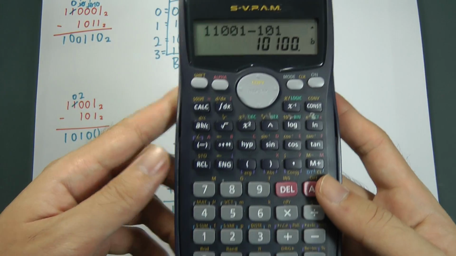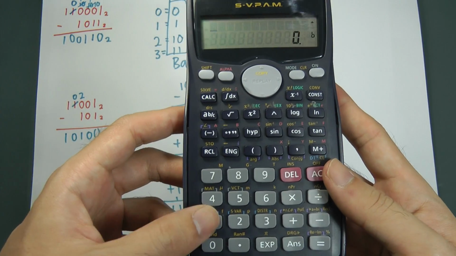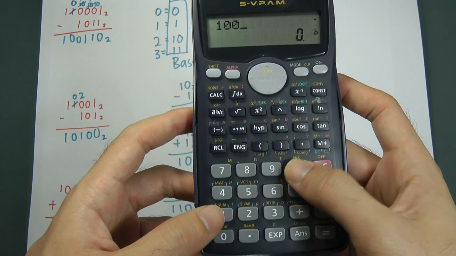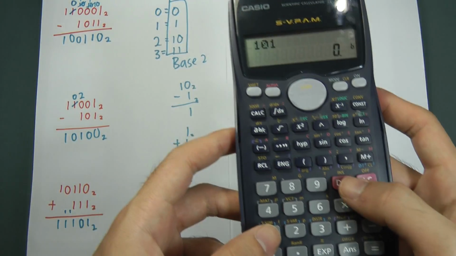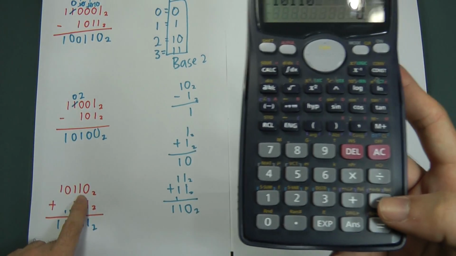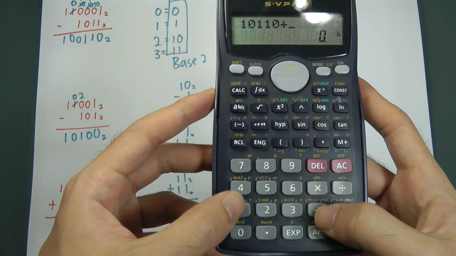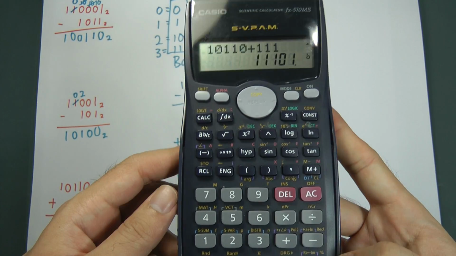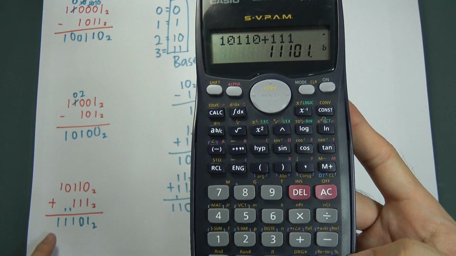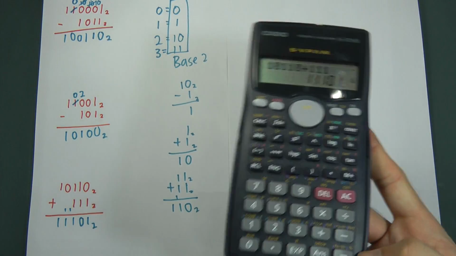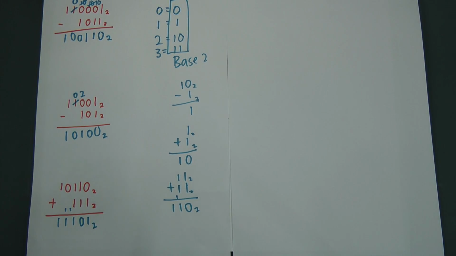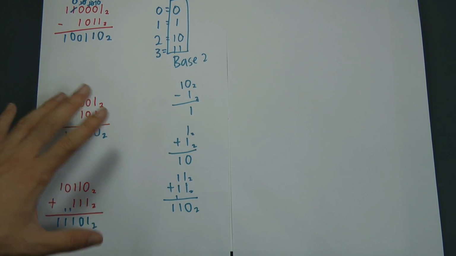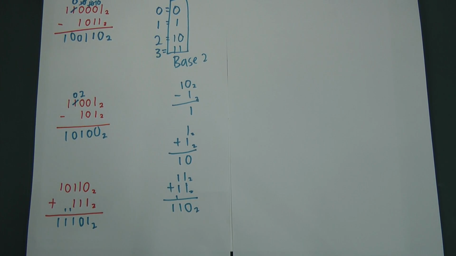Correct also. For the last one, it is 10101 plus 111 plus 111. So you get 11101. All are correct. Actually, because nowadays you can use a calculator, this part will become very easy for you.